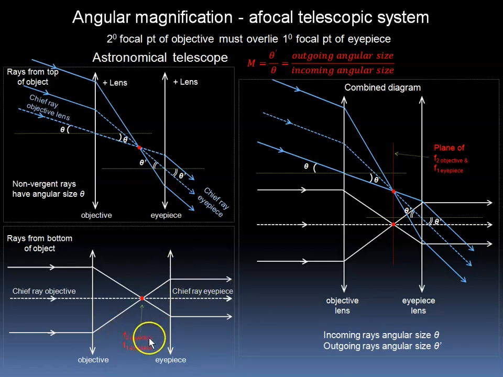Because f2 of the objective is the same place as f1 of the eyepiece, we have met the condition for an afocal telescopic system in which incoming and outgoing rays are non-vergent. Here we see the rays from the bottom of the object, rays from the top of the object at an angle theta, and here we see the combined diagram of the rays from both parts of the object that are far away. The object rays have an angle theta, but the outgoing rays have an angle theta prime, which constitutes a magnification.